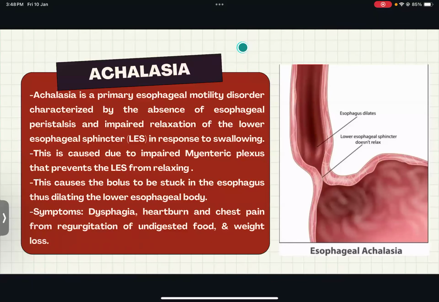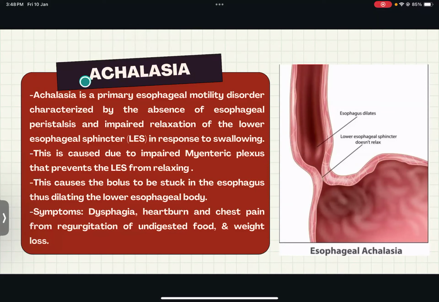Clinical correlations are mainly two diseases or pathologies, and it's mainly the lower esophageal sphincter. This is what has been discussed in your lecture. So the first one is achalasia. I think you guys by now know that the prefix A means the absence. So achalasia means that there's an absence of something. So what is achalasia?